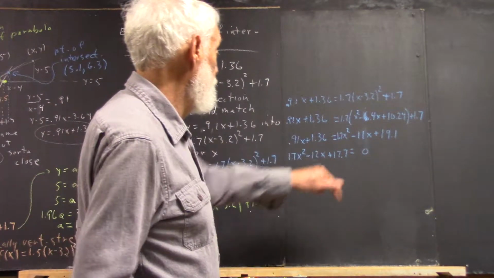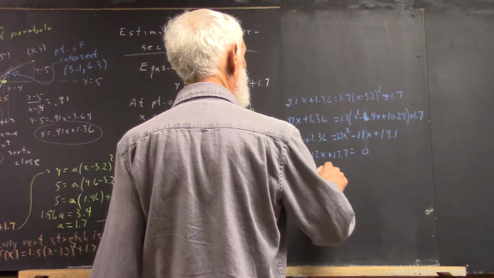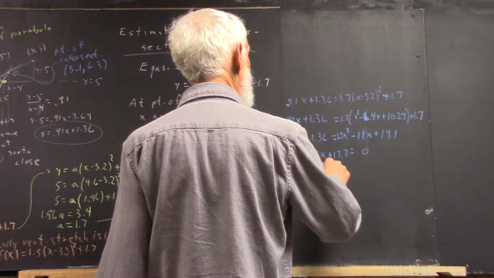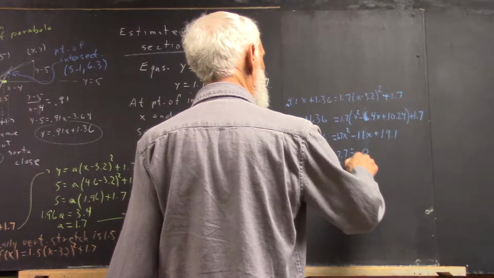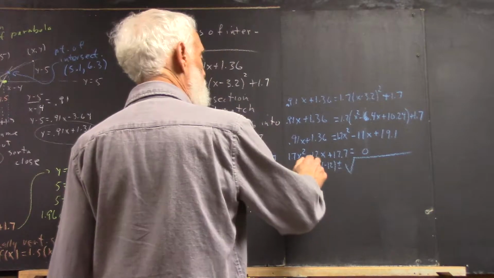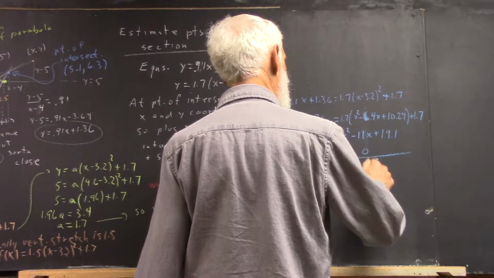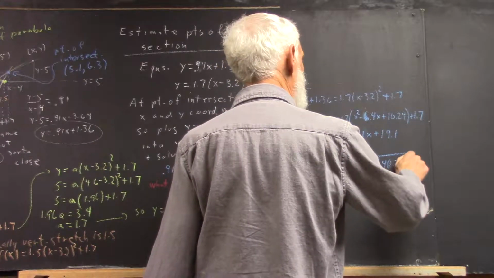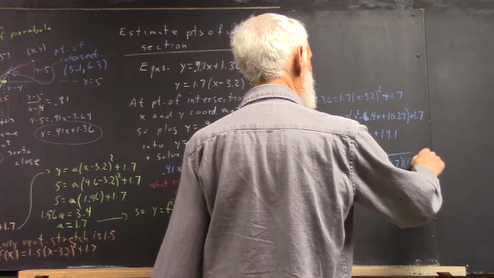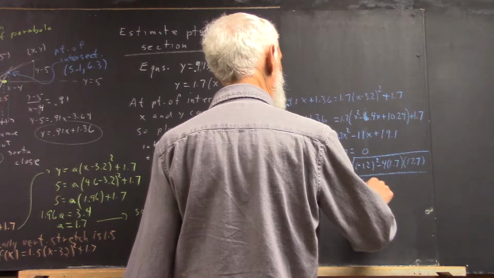So we're back here. We get x equals negative of negative 12 plus or minus the square root of negative 12 squared, minus 4 times 1.7 times 17.7. All that divided by 2 times 1.7.